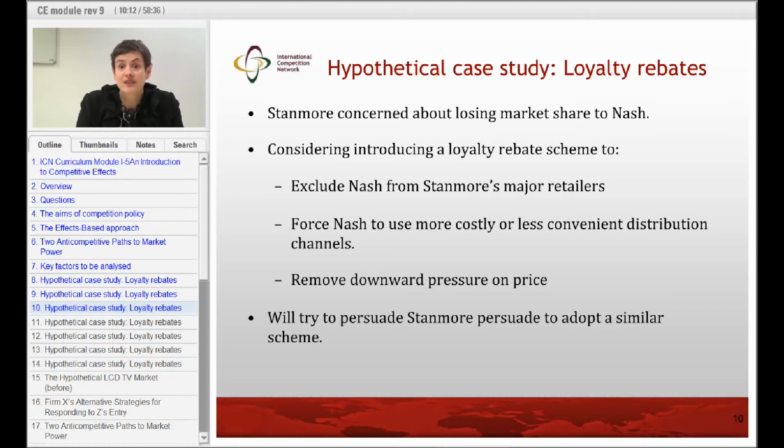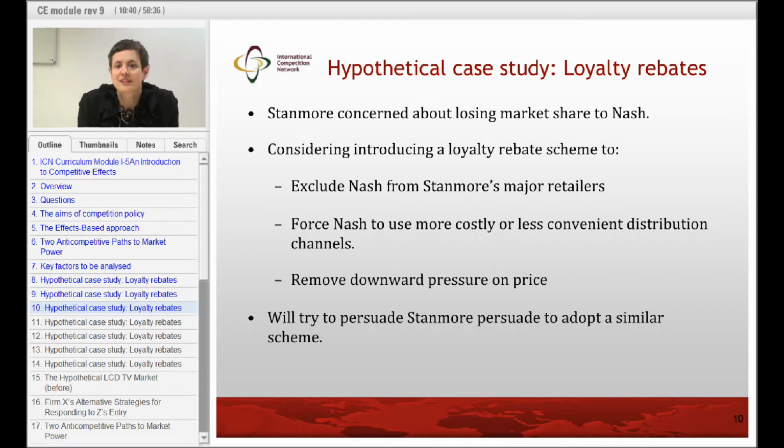The marketing vice president has suggested a solution in the form of a loyalty rebate scheme in an effort to exclude Nash from the shelves. The CEO has also suggested that their second major supplier, Stanmore, might be persuaded to adopt a similar strategy to exclude Nash from their competing retail network. The Vice President has crunched the numbers and he has emailed the CEO the projections which one might expect to provide useful evidence for a competition authority.